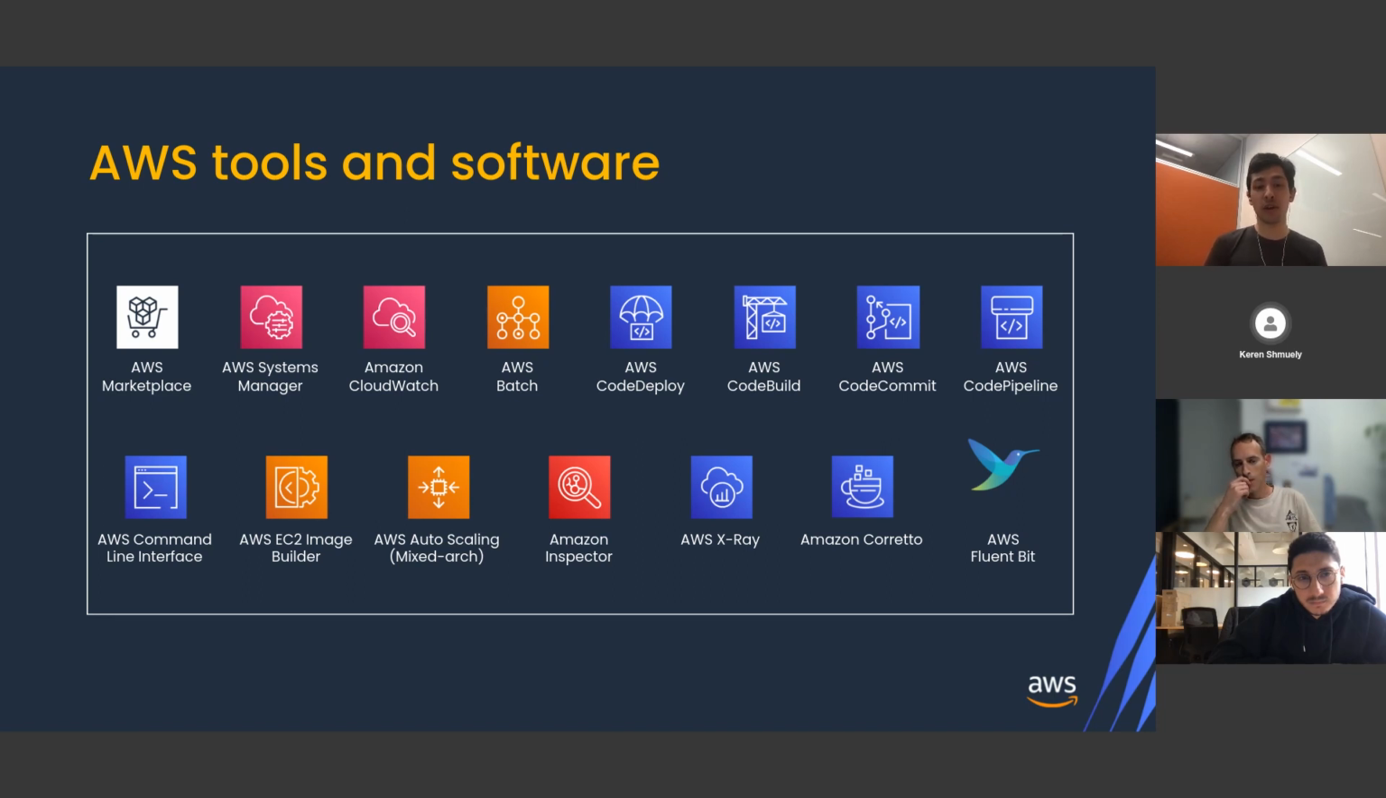Also, our code suite of products is Graviton ready too. You can run your builds and tests natively in ARM using CodeBuild. Also, you can deploy to your Graviton-based fleets of EC2 instances using CodeDeploy.